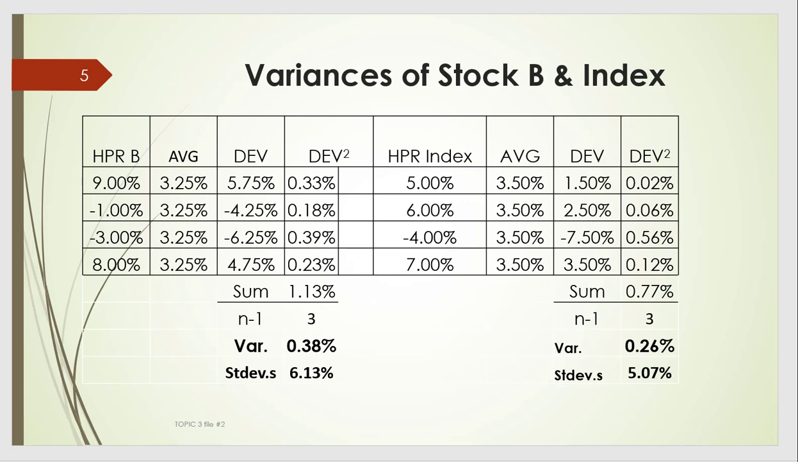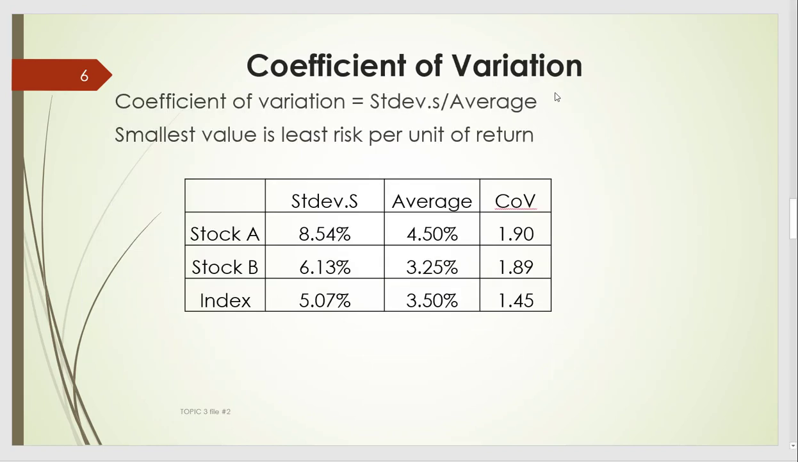Now, if we wanted to compare A, B, and the index, we need a common way of doing it. And basically we're going to relate return to risk. So there are two ways you could do this. Obviously you could divide return by risk or risk by return. The standard for the industry is to take the standard deviation and divide it by average or mean.